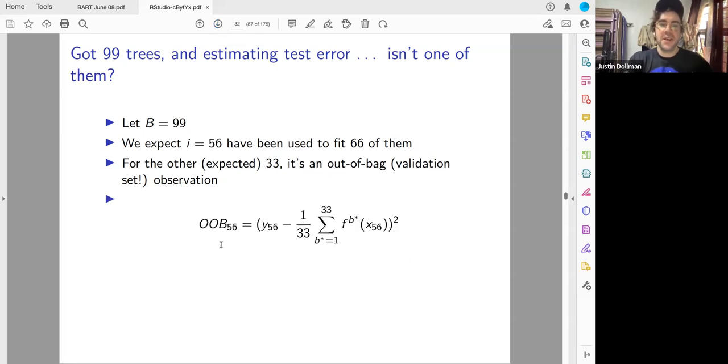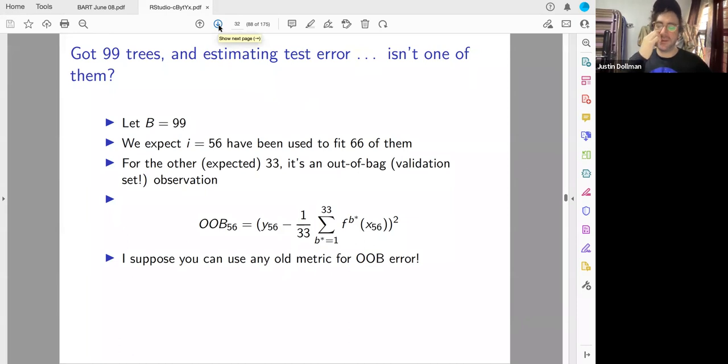observation 56. So the out of bag error for 56 would look something like this, assuming again that it's a regression problem and that we're using squared error. It would be the actual observed value for observation 56 minus the average out of bag prediction, squared. Then we would get that for all of the observations, and we could take the mean of that to get the estimate of the mean squared error for the test set. So that's how that would work. It's a pretty cool idea, and a pretty efficient idea. And you can use any old metric for OOB error, of course. It generalizes beyond regression.